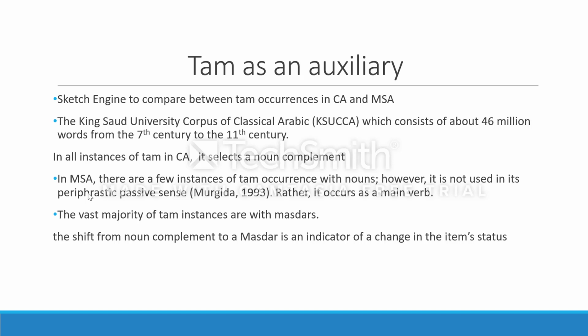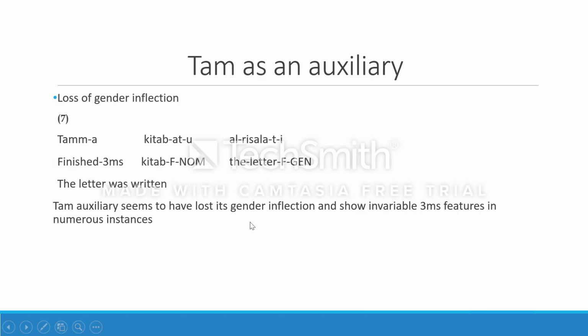In order to do this, I used the King Saud University corpus of classical Arabic to investigate the occurrences of tem. I found that in all instances of tem, it collocates with a noun complement. However, the opposite is found in MSA, where tem collocates more with masdar. So this shift from a noun complement to a masdar complement is an indicator of a change from a verb to an auxiliary. The other evidence comes from loss of gender inflection, which we can see in this sentence. Tem here does not agree with the masdar in gender.